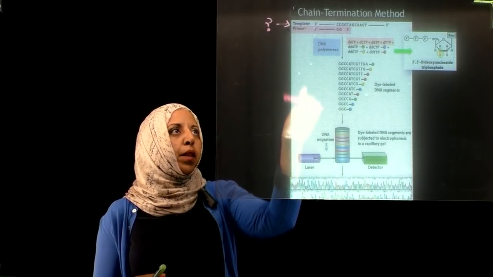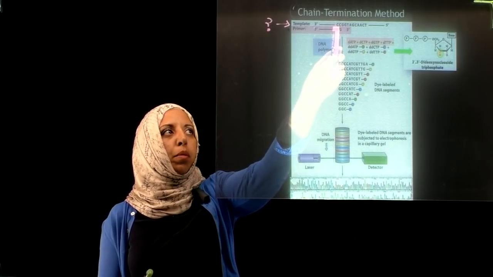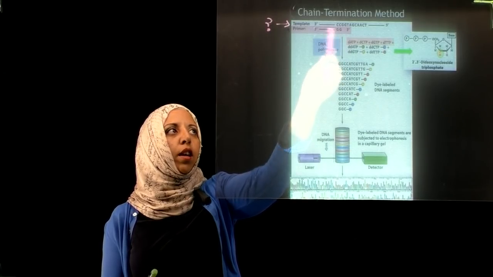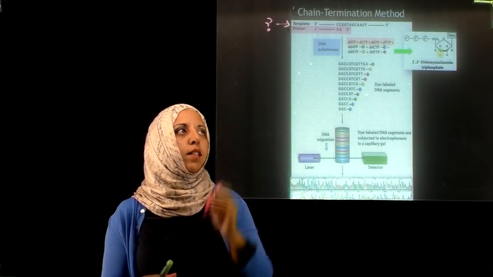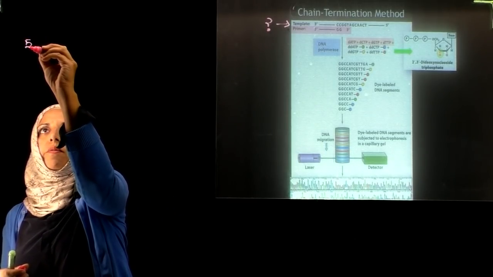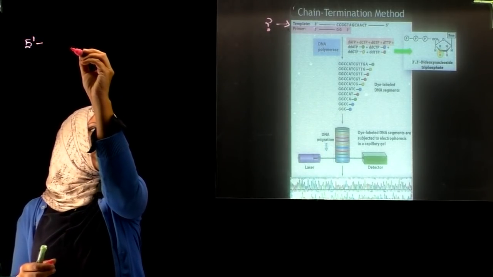So the primer adds to the template, and it will anneal to it, hydrogen bonding, and then if you take a look, the next nucleotide in the sequence is G. So I'm just going to go ahead and write it.